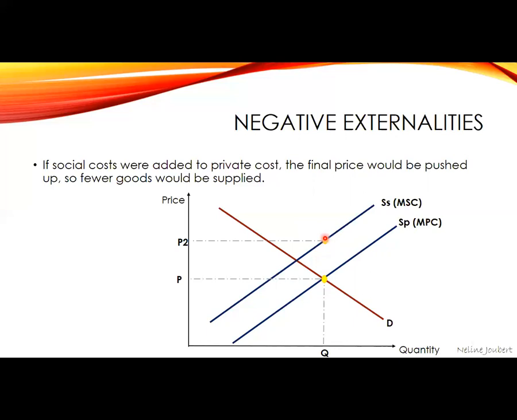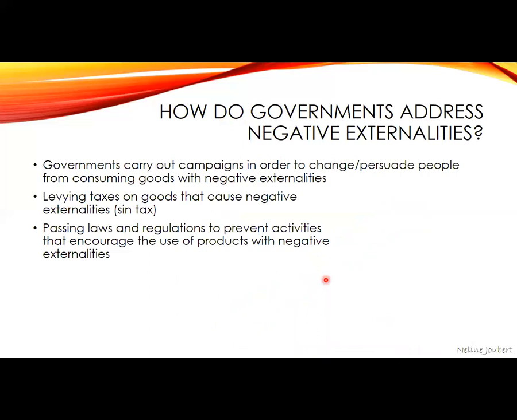And like I stated, the socially efficient output requires cigarettes to be sold where MSC intersects with the demand curve. And this decreases the quantity that is being supplied and consumed at the higher price. The triangle over here represents your external cost, or the cost that would have been borne by society if these products are consumed. What does the government do to address negative externalities?